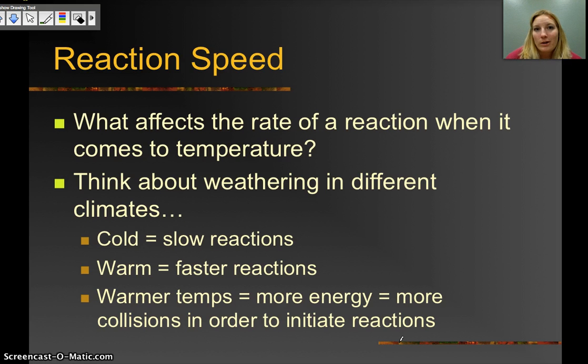Kind of like when you get cold, you don't want to do a whole lot. You want to cuddle up on the couch with a blanket. Well, when things get warmer, you get faster reactions, kind of like when it gets warm outside and you want to go outside and play. When it gets warm in a reaction, they want to react. Warmer temperatures give things more energy, which means there are more collisions between molecules, and collisions are what you need in order to initiate reactions.